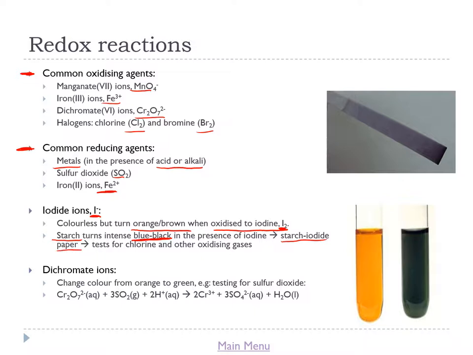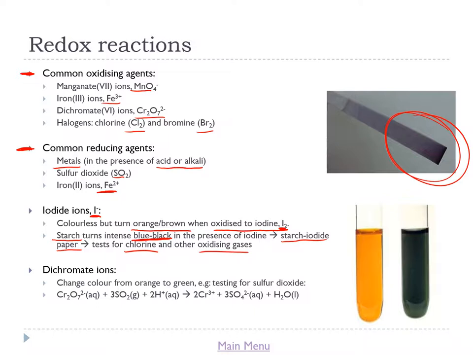And this is a really good test for things like chlorine and other oxidizing gases. So if we waved some damp starch iodide paper in front of chlorine, it would turn instantly this kind of rich, intense blue-black, and that would demonstrate the presence of chlorine.